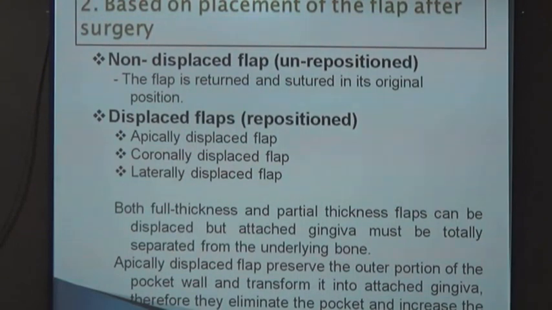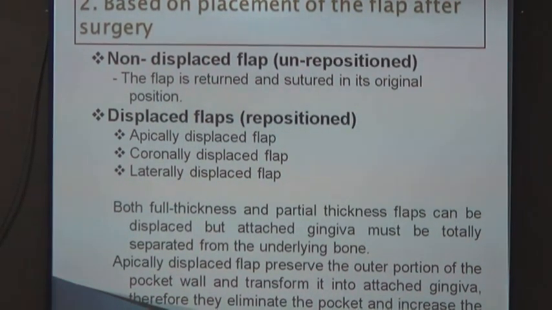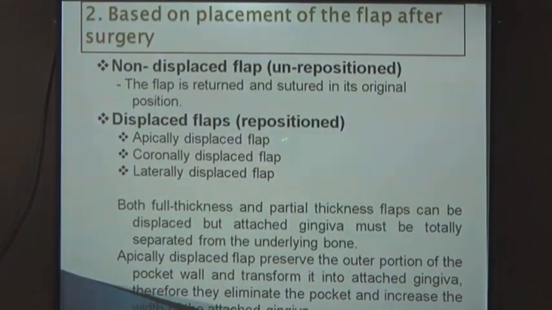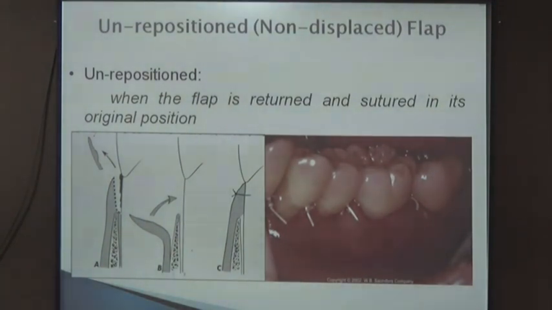Based on the placement, I told you non-displaced and displaced. Displaced we divide into three: one is apically, one is lateral, one is coronally. Non-displaced is when the flap is returned and sutured in the original position. Apically displaced is to increase the width of the attached gingiva. This is for multiple recession, this is for single recession. Look here, it is returned to the original position. The flap is reflected, granulation removed, and returned to the original position. See this?